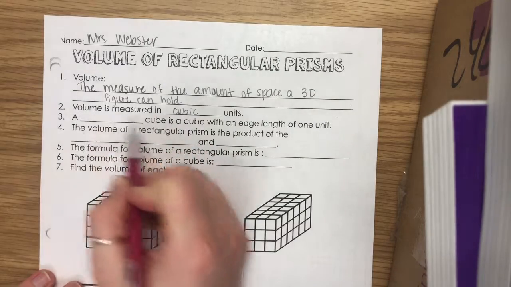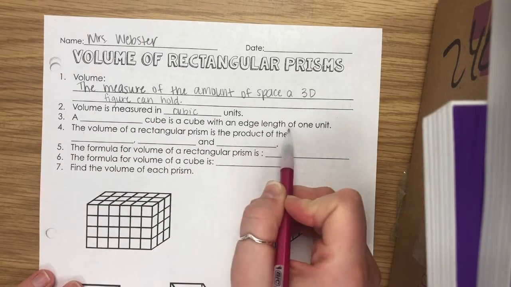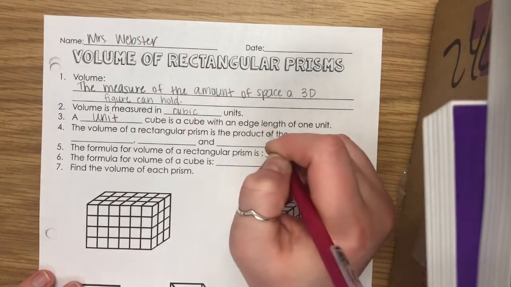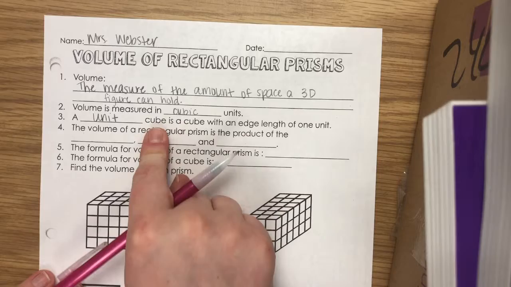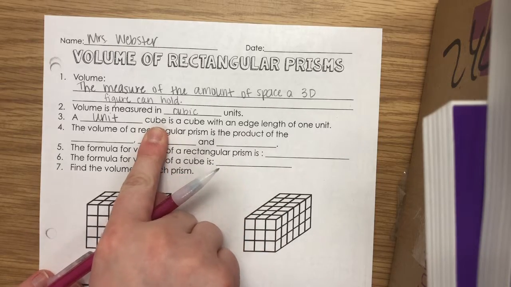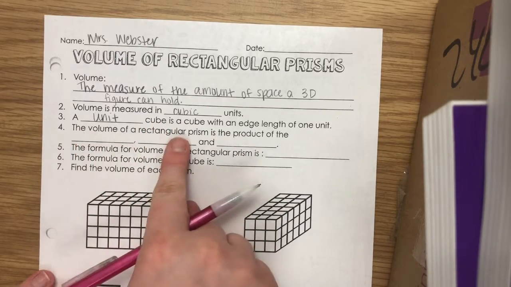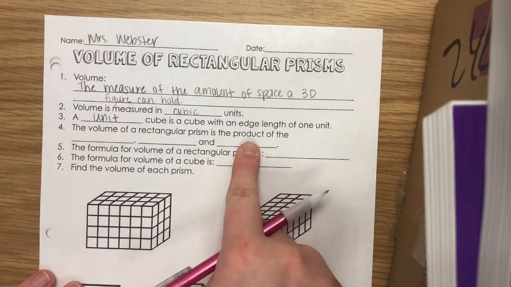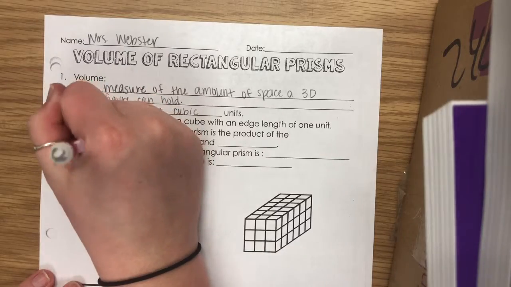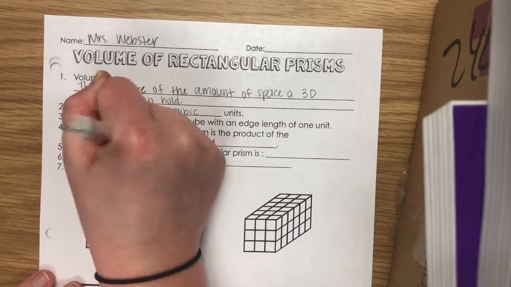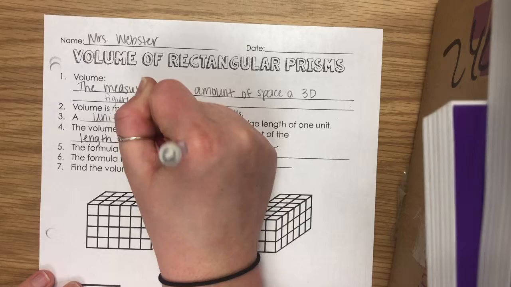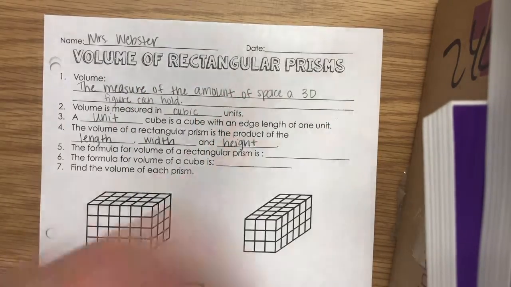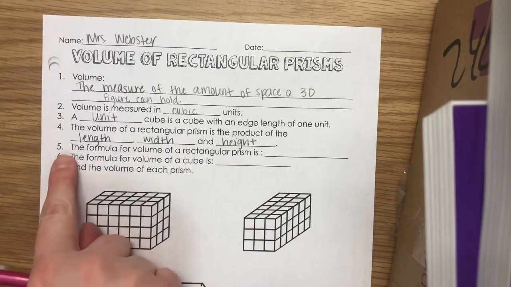Okay, and then it says a blank cube is a cube with an edge length of 1 unit, and that would be a unit cube. Okay, and if you remember, a cube is made up of squares. Okay, so the volume of a rectangular prism is the product, and you should remember what this word means, of the length, width, and height.